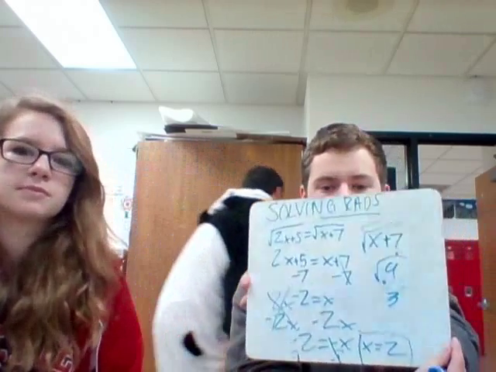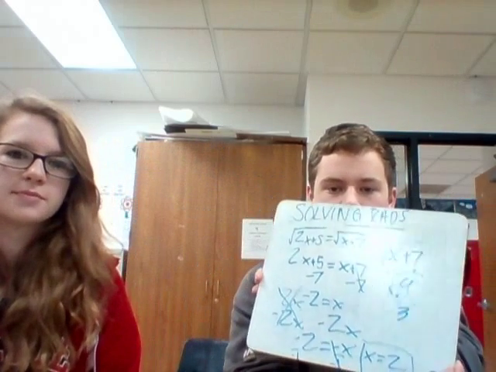And then on your next one, you have x plus 7. 2 plus 7 would be 9. And the square root of 9 is 3. So you know that 2 will be your answer. And that is how you solve radicals. Thank you.